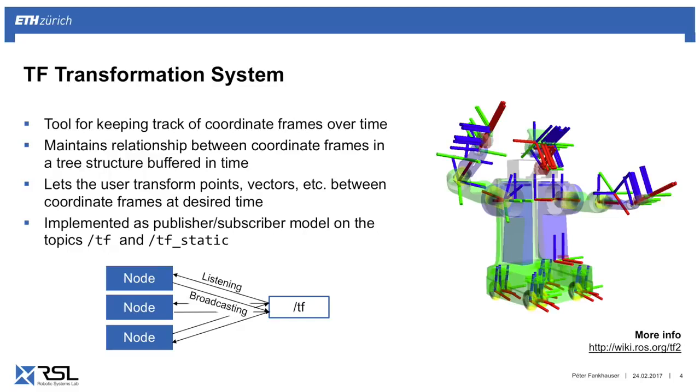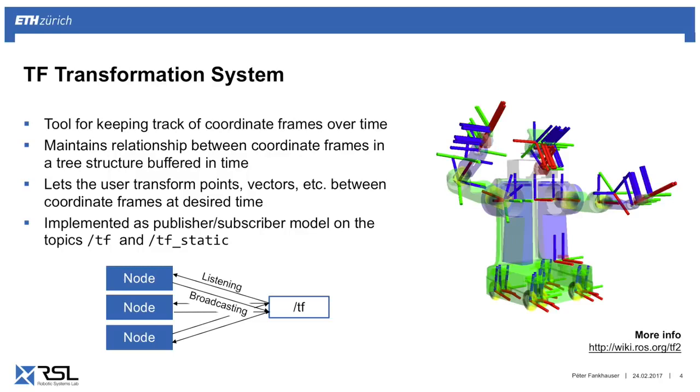So how it does that, TF maintains internally a tree, a temporal tree, of the relationships between coordinate systems. Essentially, it's a tree of coordinate systems which each have a transformation in between. Additionally, TF allows you to then transform points and vectors and other coordinate systems between each other.